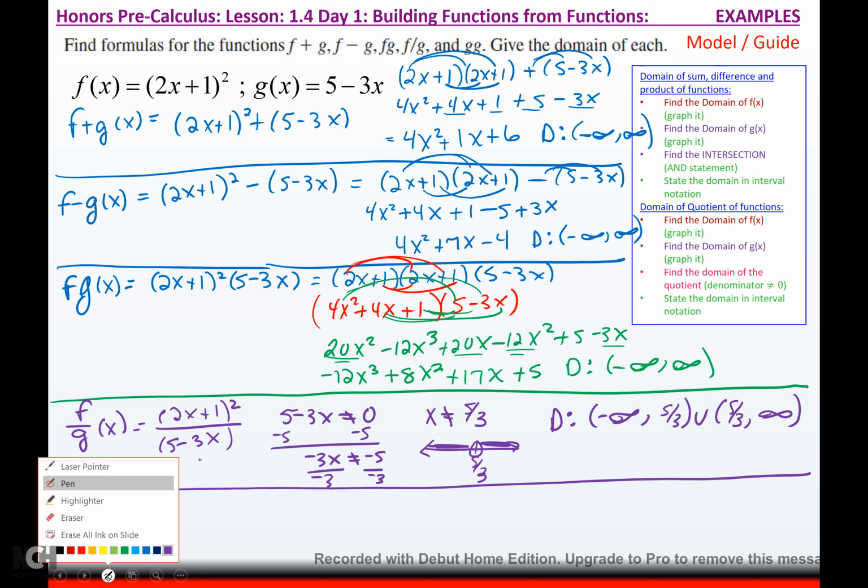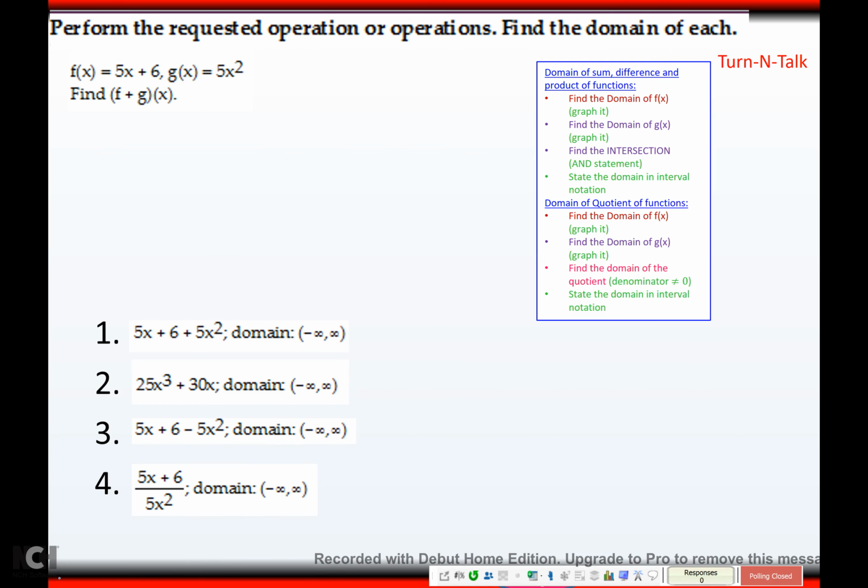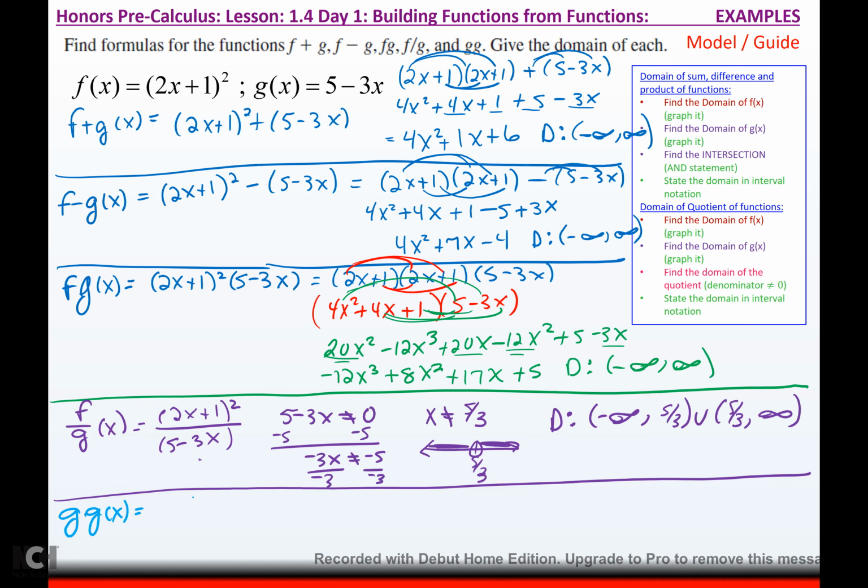And then finally they want me to do g times g. G times g of x is going to be g times itself. So I'm going to have 5 minus 3x times 5 minus 3x, which is going to be 25 minus 15x minus 15x is minus 30x plus 9x squared. And my domain, I don't have any drama there, so my domain is going to be negative infinity to infinity.